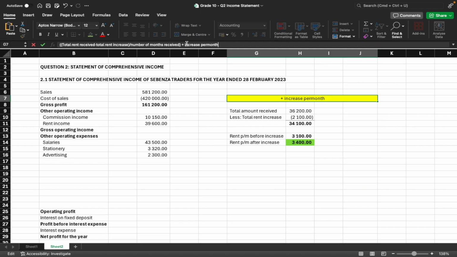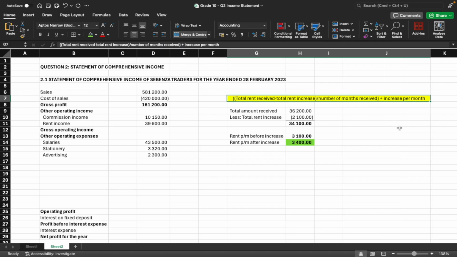I will have to add plus increase per month. So don't confuse the total rent increase with the increase per month. The total rent increase is how much we increased it by in the whole financial year, but the increase per month is how much it is for each month, and that's the 300 rand. So this formula that I've just put down here is going to give you 3,400 rand. So let me just do this to make it visible. Okay, there we go. So that's going to give you the 3,400 rand that we need for February 2023.